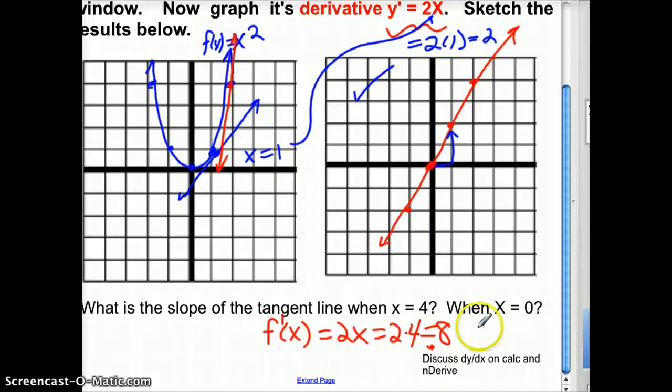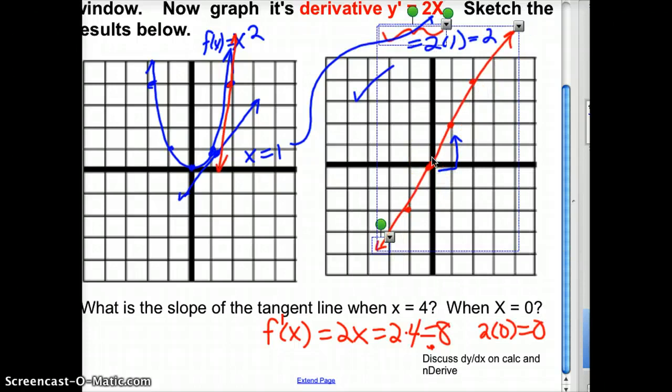Well, twice 0 is my derivative, which is 0. That should make sense to you. And here's my point. At 0, the slope was 0. But look right here on the original function. At 0, the tangent line is horizontal, and it has a slope of 0. So that all ties in.